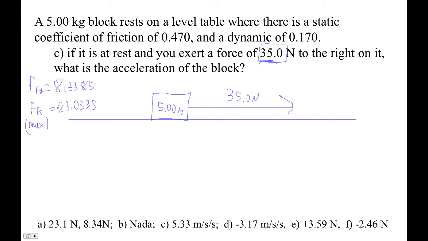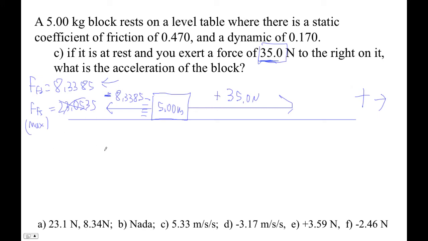So it breaks those bonds. This guy is no longer relevant. It breaks those bonds and starts to slide to the right. Now that it is sliding to the right, this guy becomes relevant. Right, so now 8.3385 is that way. We're going to make this way to the right always positive. Okay, so let's make that positive. That makes that positive. This is negative.